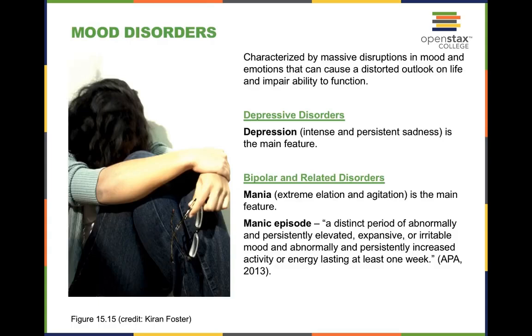When it comes to mood disorders, we've got a couple categories here. Depressive disorders. This includes depression, intense and persistent sadness, which we'll define a little bit more down in the next few slides. That's the main feature. And then we've got bipolar and related disorders. We're going to distinguish between, in other categories, borderline personality disorder versus bipolar, because I think when a lot of people think of bipolar, they're actually referring to borderline personality disorder. I'll make that distinction when we get there.